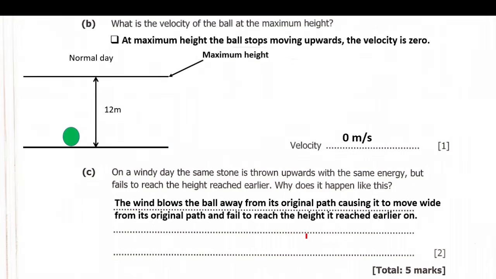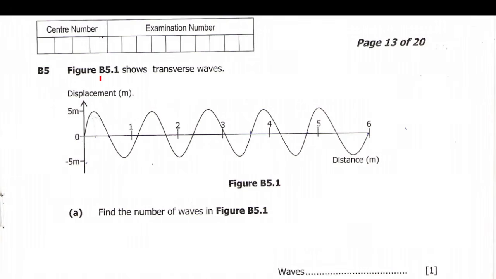Okay, so let's continue. B5 reads, figure B5.1 shows transverse waves. So this is a transverse wave with the displacement on the vertical axis and distance on the horizontal axis. Then A reads, find the number of waves in figure B5.1. So they want to know the number of waves.